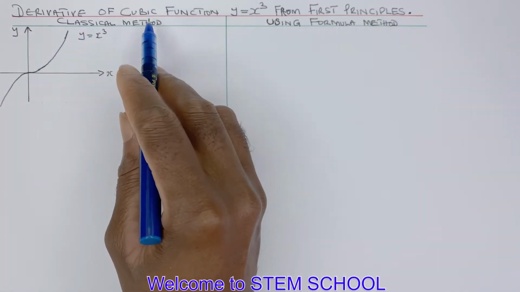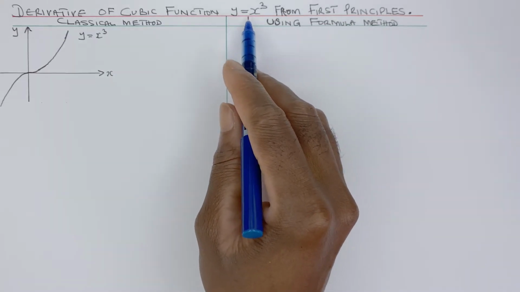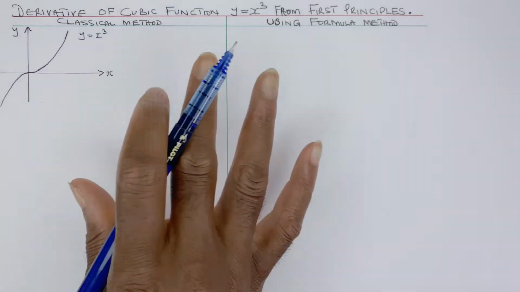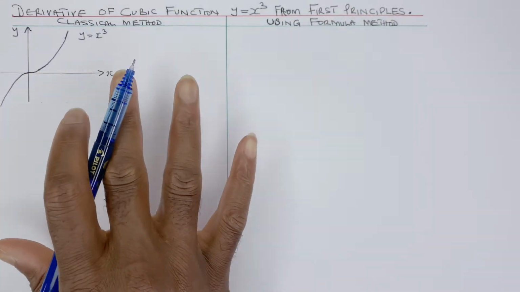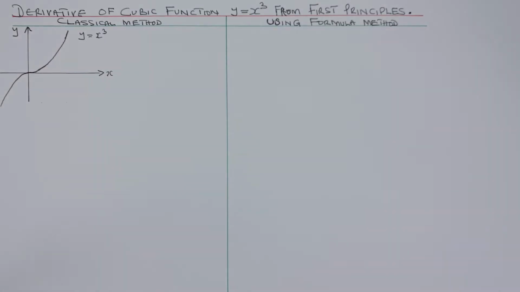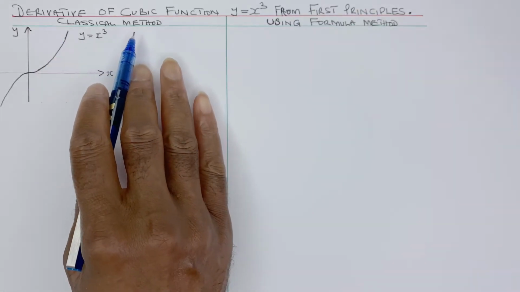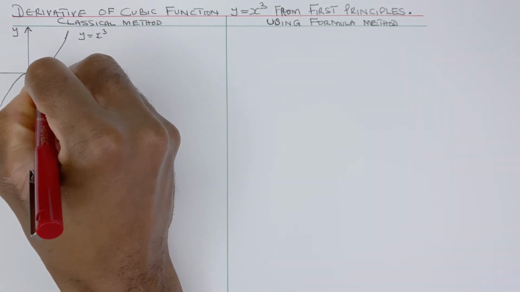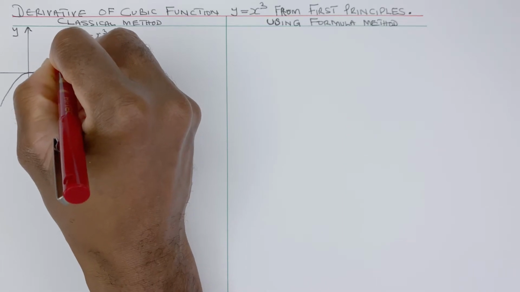Derivative of cubic functions, y equals x cubed, from first principle. There are two methods you could use every time you do first principle differentiation: the classical method, or you can just use the formula. I'm going to do the classical method first. With the classical method, obviously, you don't need to draw the graph. I'm just drawing the graph to explain what's going on.